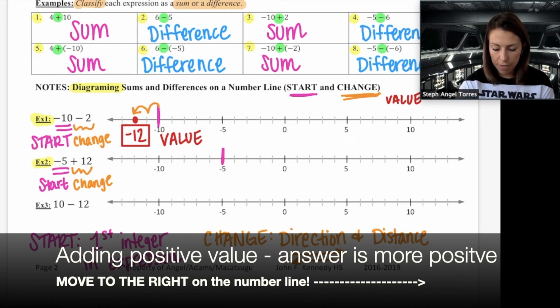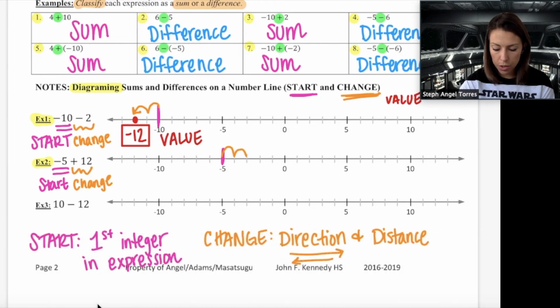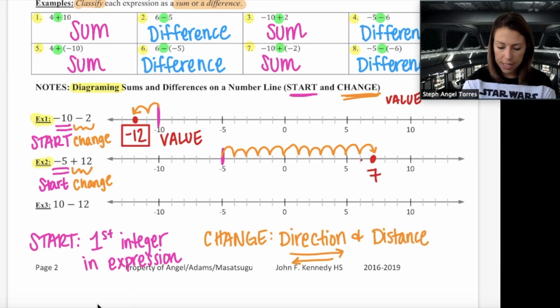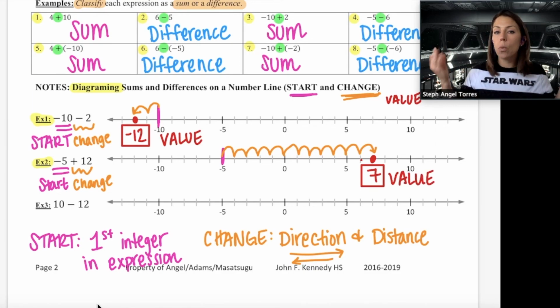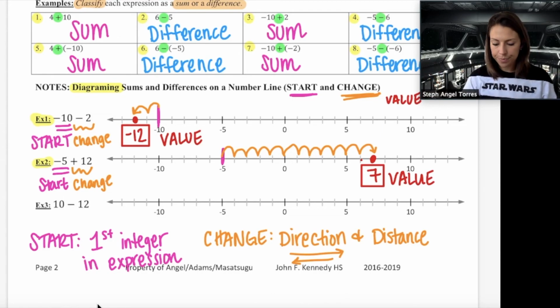So starting at -5, I'm going to move 12 to the right. 1, 2, 3, 4, 5, 6, 7, 8, 9, 10, 11, and 12. And where did we end up? We ended up at, it looks like, 5, 6, positive 7. So I'm going to put a box around my answer because that is the ending value of this expression. In other words, what is -5 plus 12? That would be positive 7.